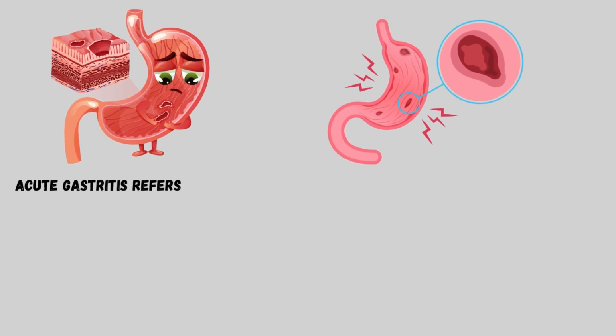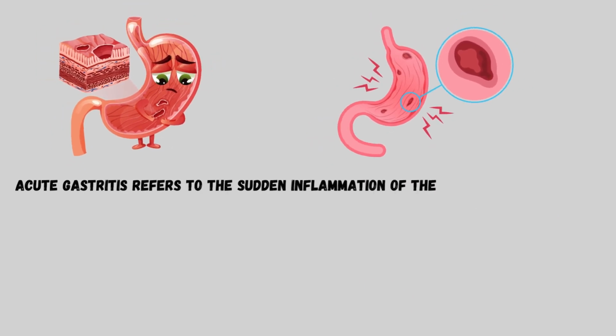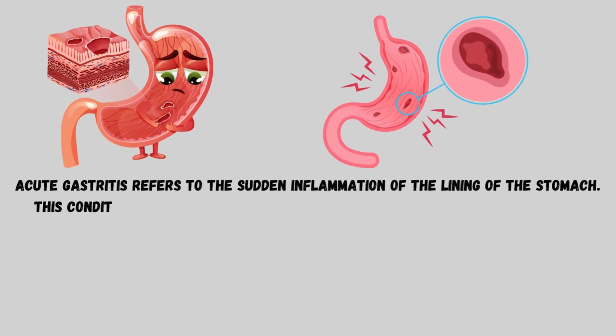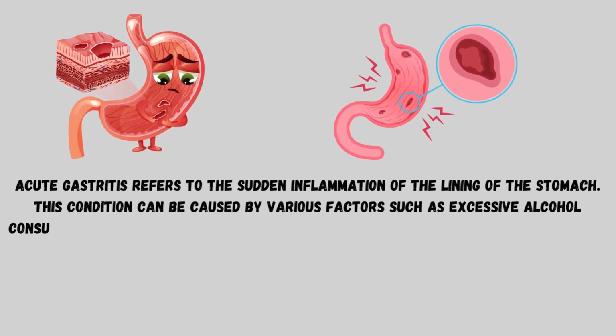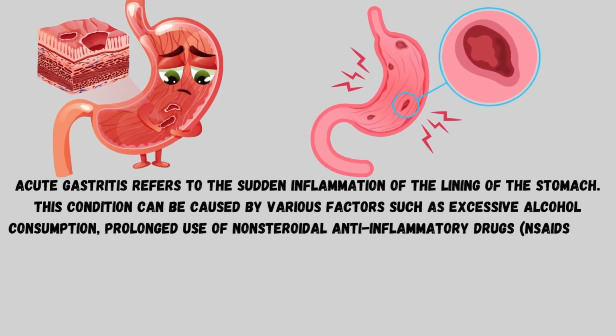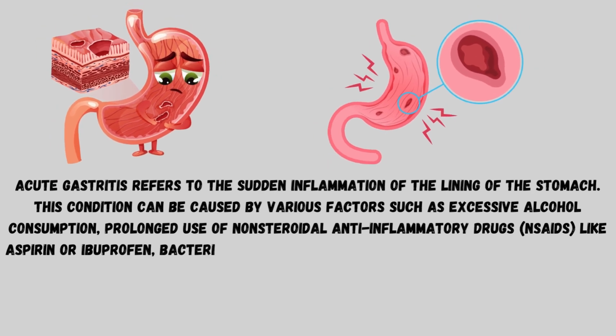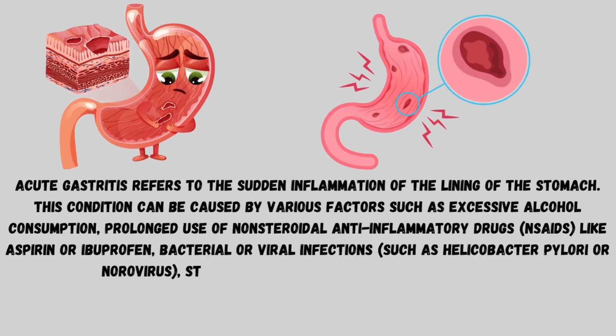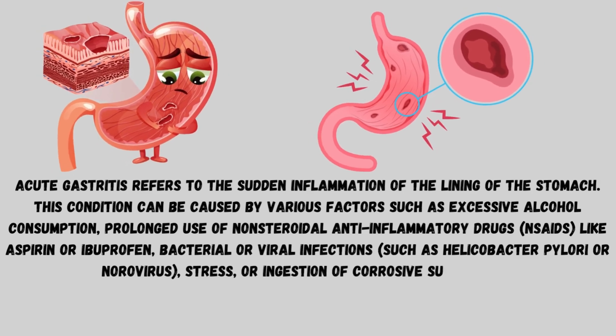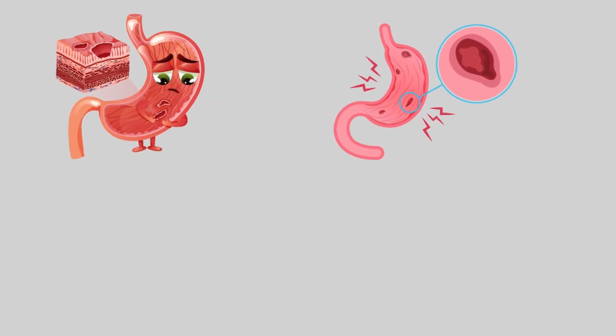Acute gastritis refers to the sudden inflammation of the lining of the stomach. This condition can be caused by various factors such as excessive alcohol consumption, prolonged use of non-steroidal anti-inflammatory drugs, NSAIDs, like aspirin or ibuprofen, bacterial or viral infections, such as Helicobacter pylori or norovirus, stress, or ingestion of corrosive substances.